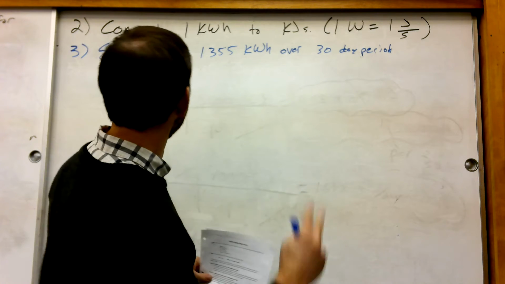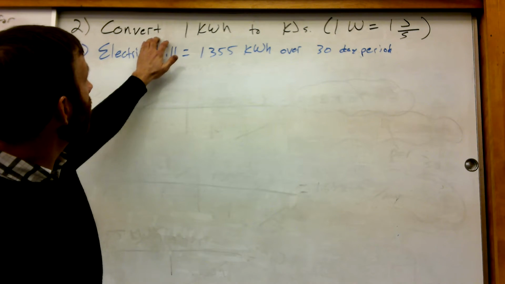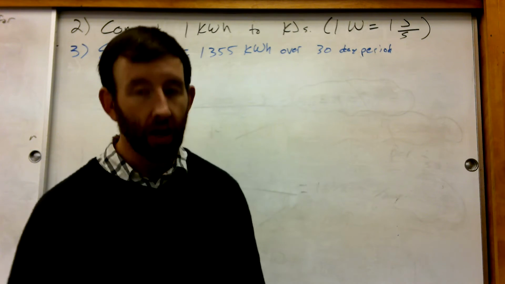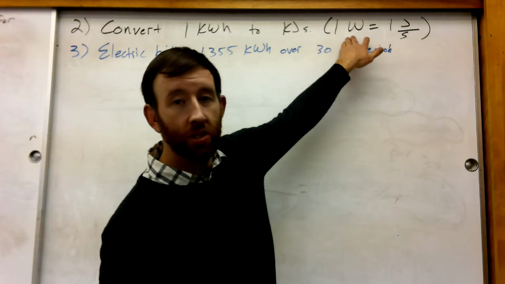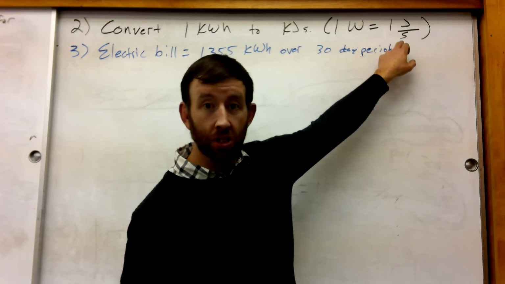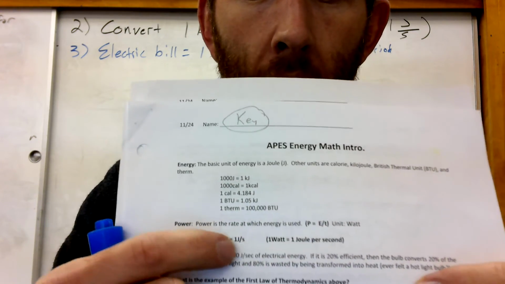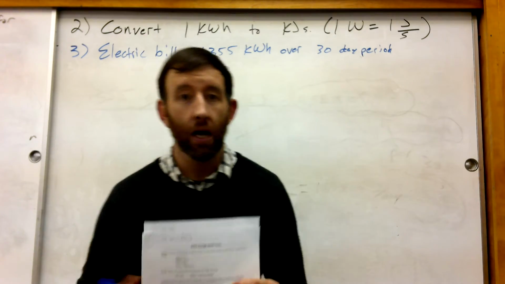But number 2, all right, what they want us to do for that one is to convert 1 kilowatt hour into kilojoules, all right? Now, I wrote in parentheses 1 watt equals 1 joule per second because they give me that conversion right there at the top of my first page, okay?